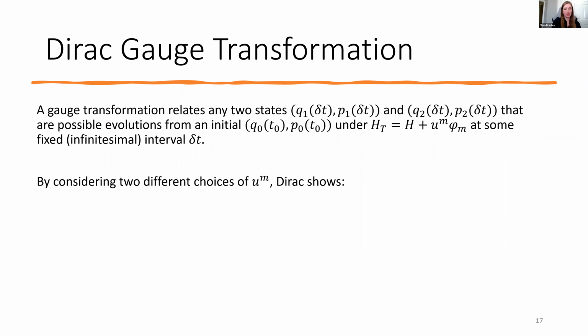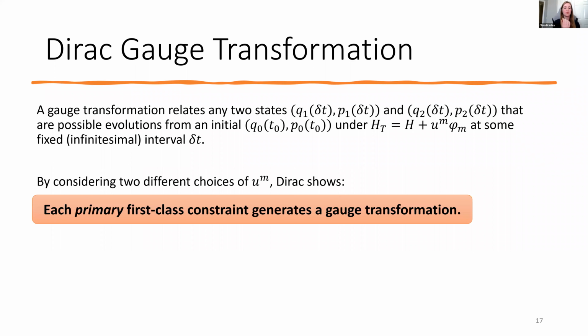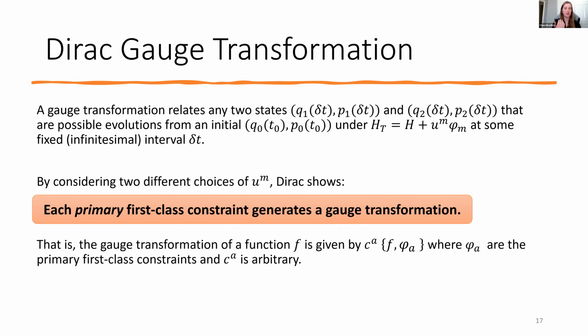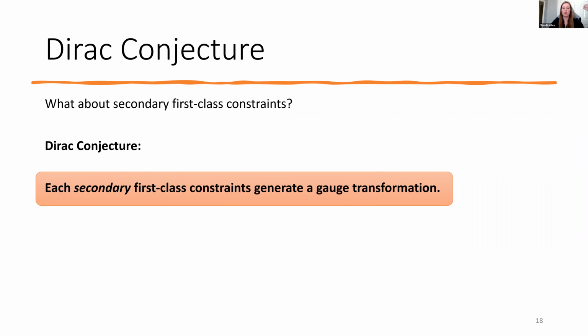And indeed, by considering two different choices of these arbitrary factors, Dirac shows that each primary first-class constraint generates a gauge transformation. So in other words, the gauge transformation of a function f is given by the Poisson bracket of that function with some arbitrary combination of the primary first-class constraints. But now what about the secondary first-class constraints? Well, with some further arguments that are more hand-wavy, Dirac ends up conjecturing that in addition to the primary first-class constraints, it's also the case that each secondary first-class constraint generates a gauge transformation.